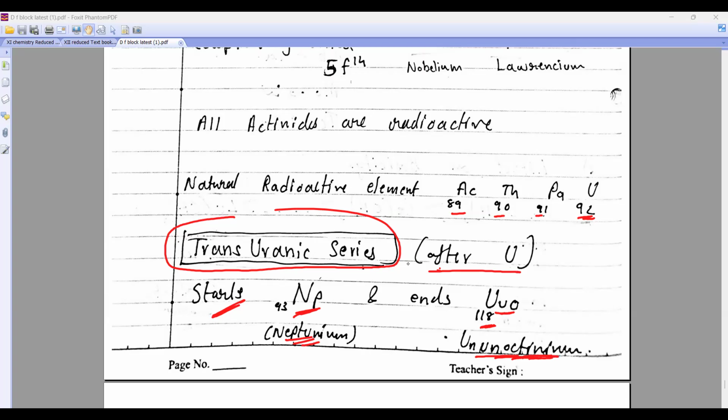Oh, Transuranic series. Natural radioactive elements are till uranium. Yeah, tell me. Oganesson is the last element, right?